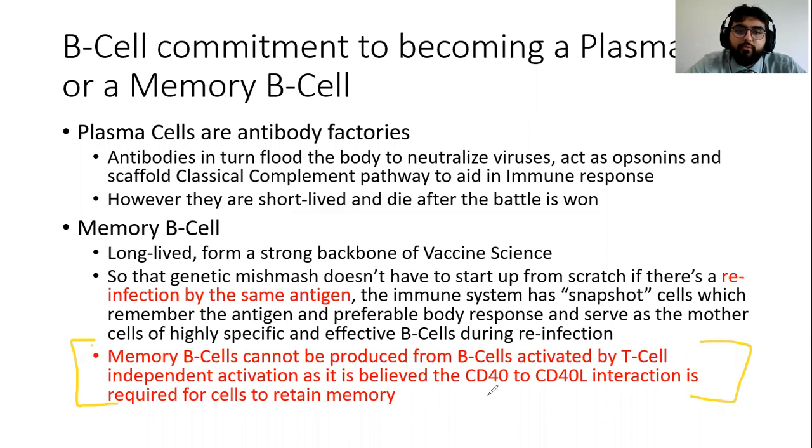So usually we can think of the B cells produced by T cell independent activation as very short-term use. They won't form any memory, but they're needed in the moment, and that's okay because we don't have T cells available yet. We'll take what we can. As opposed to these memory B cells, they do have memory, but in order for a cell that can remember stuff to be made, some more work has to go in, and that more work is going to be the CD40 to CD40L interaction. Okay.